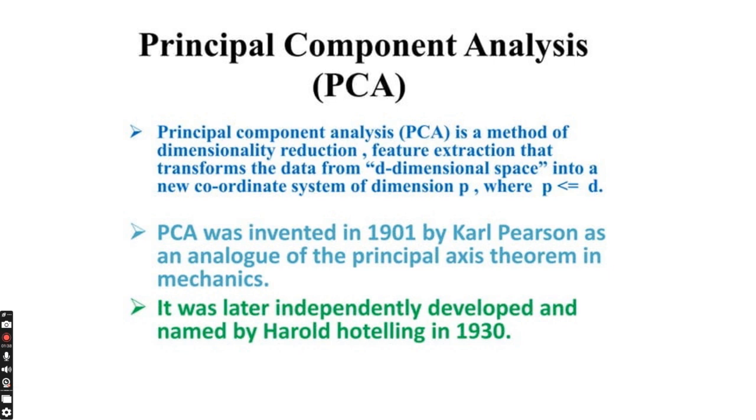The PCA was invented in 1901 by Karl Pearson as an analogue of the principal axis theorem in mechanics. It was later independently developed and named by Harold Hotelling in 1930.